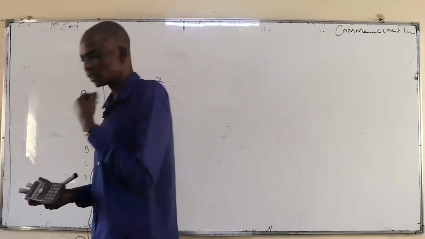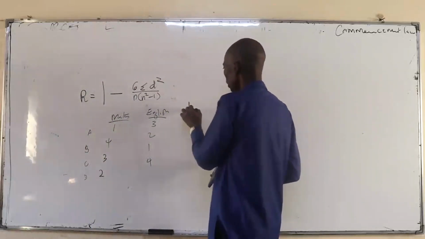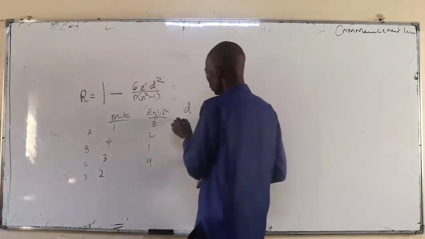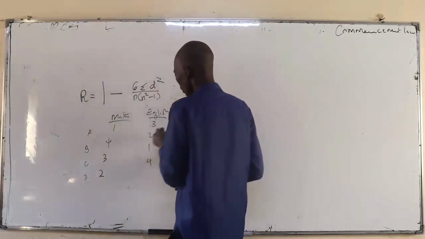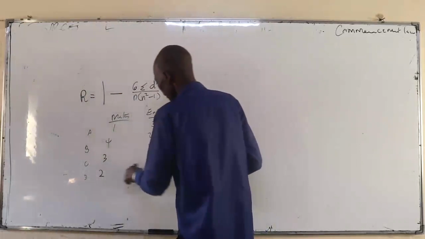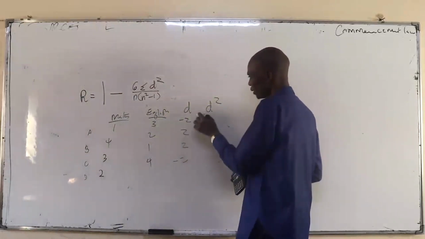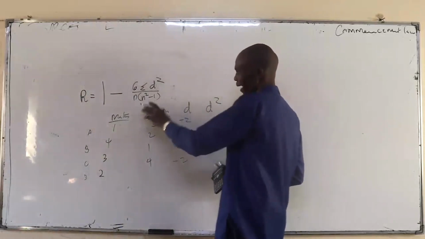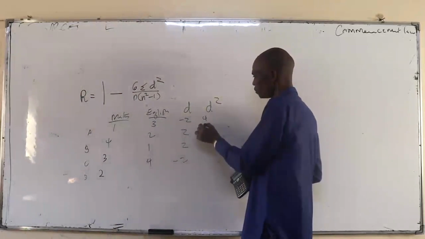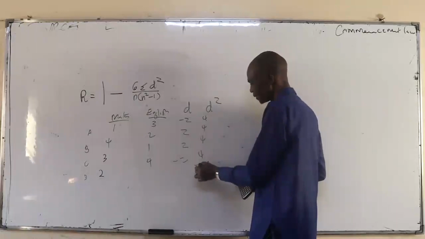Where they are ranked, you just go directly and obtain the difference. The difference here is 1 minus 3, which gives you -2. 4 minus 2 gives you 2. 3 minus 1 also gives you 2. This minus that gives you -2. Now we use D squared. D is the difference between the rankings. So D squared becomes 4, 4, 4, 4, and if you add them, these are 16.